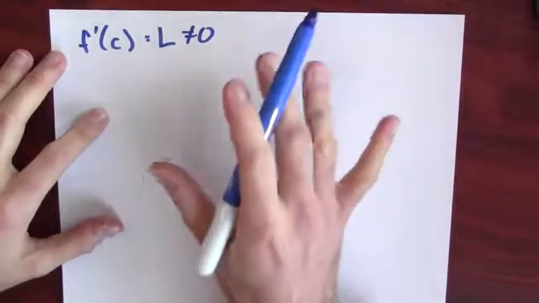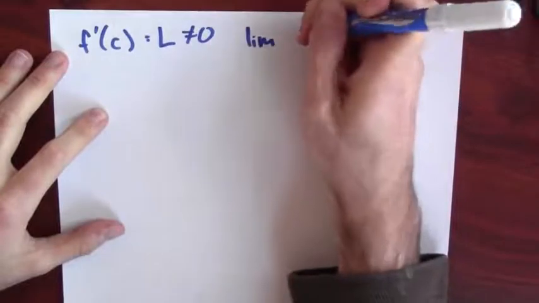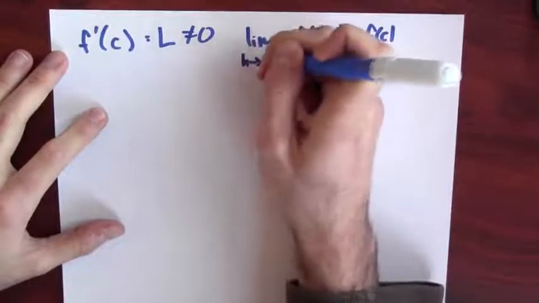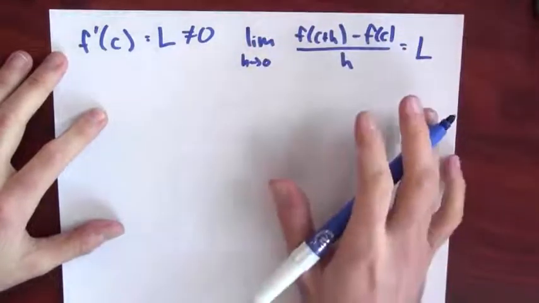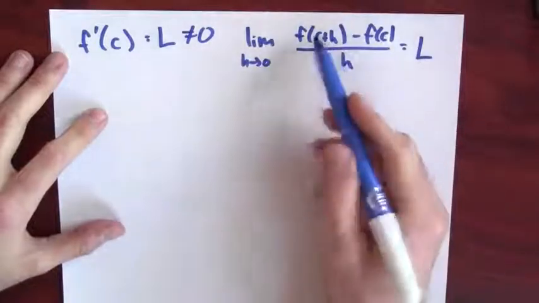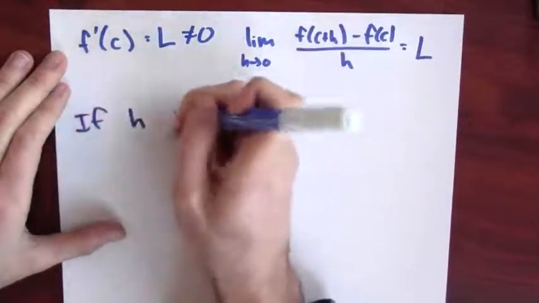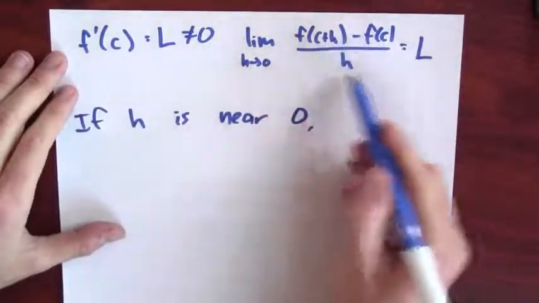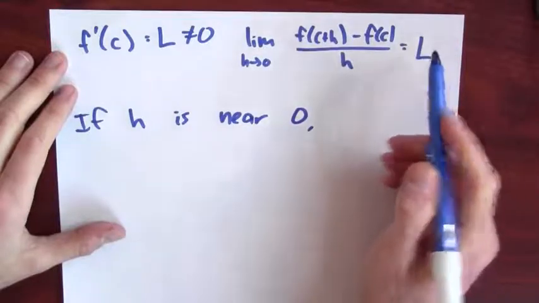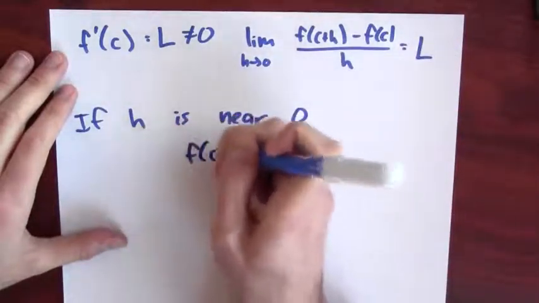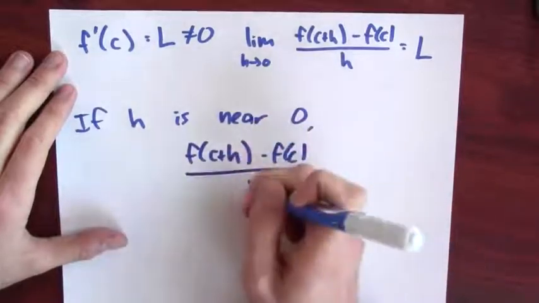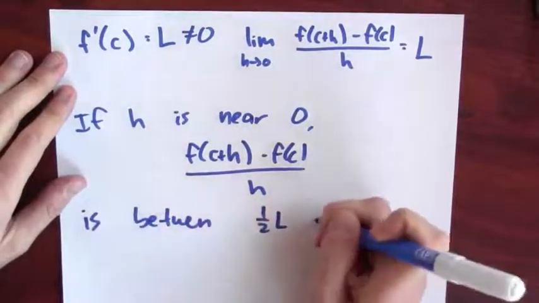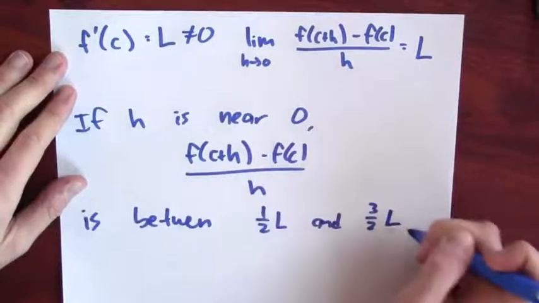Now what that really means from the definition of derivative is that the limit of f of c plus h minus f of c over h as h approaches 0 is equal to L. Now what is this limit saying? Well, the limit's saying that if h is near enough 0, I can make this difference quotient as close as I like to L. In particular, I can guarantee that f of c plus h minus f of c over h is between 1/2 L and 3/2 L.